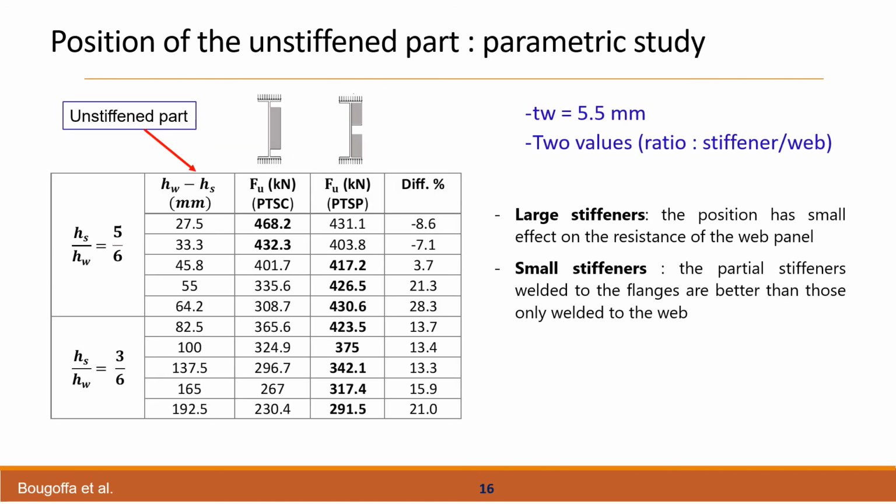A parametric study was performed to compare those two configurations. We changed here the slenderness of the element. The height of the stiffener is similar to that of the tested elements. And here we changed the length of the stiffeners. We can see that this configuration has higher resistance than this one in many cases.